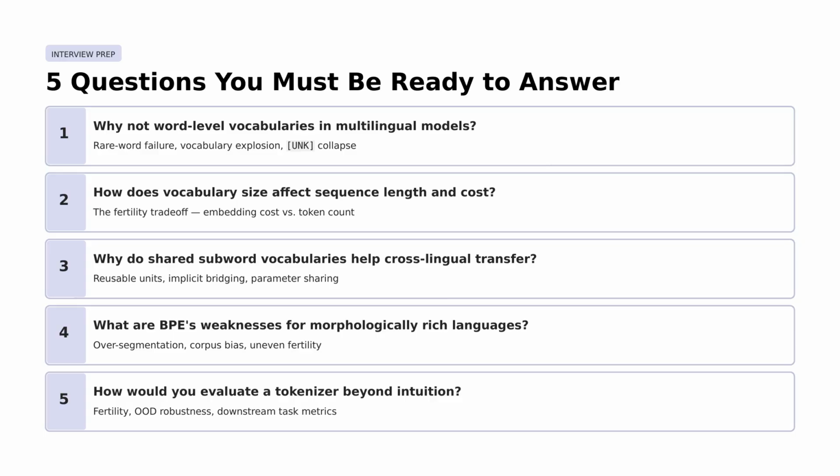Here are 5 interview questions you should be ready to answer on multilingual tokenization. Be prepared to explain why word-level vocabularies break down because of rare words, huge vocab sizes, and unknown token issues. You should also discuss the trade-off between vocabulary size and sequence length, why shared subwords improve cross-lingual transfer, where BPE struggles in morphologically rich languages, and how to evaluate a tokenizer using fertility, robustness, and downstream performance.